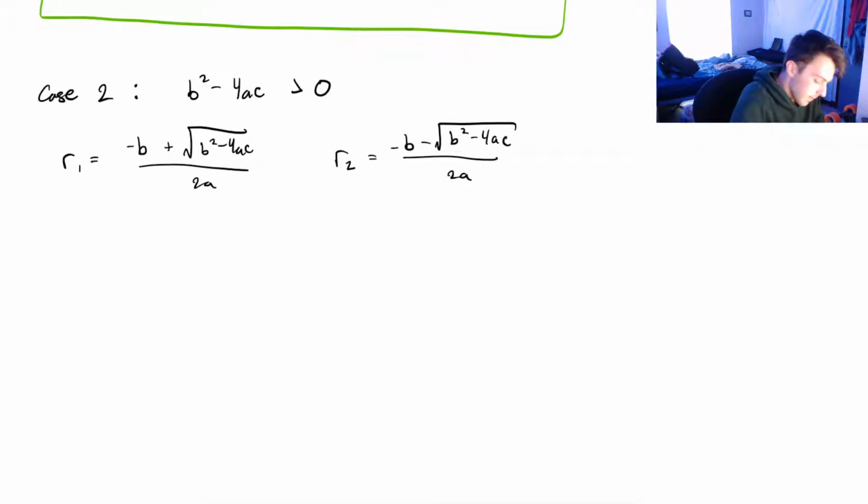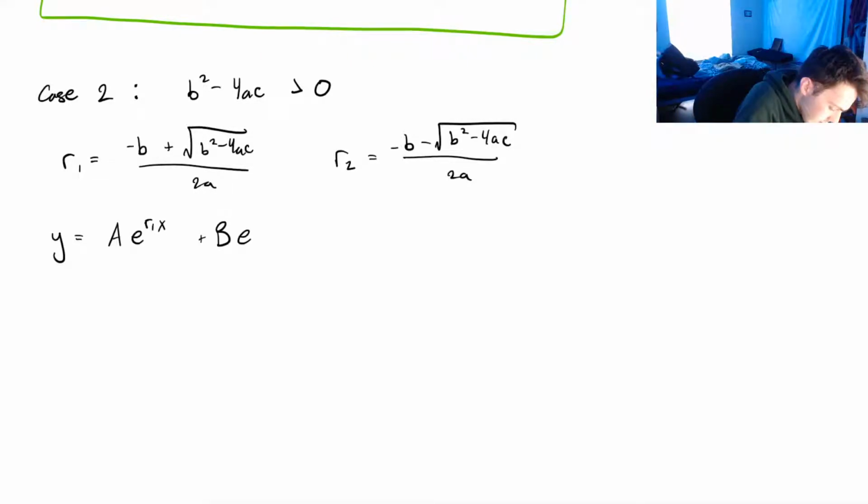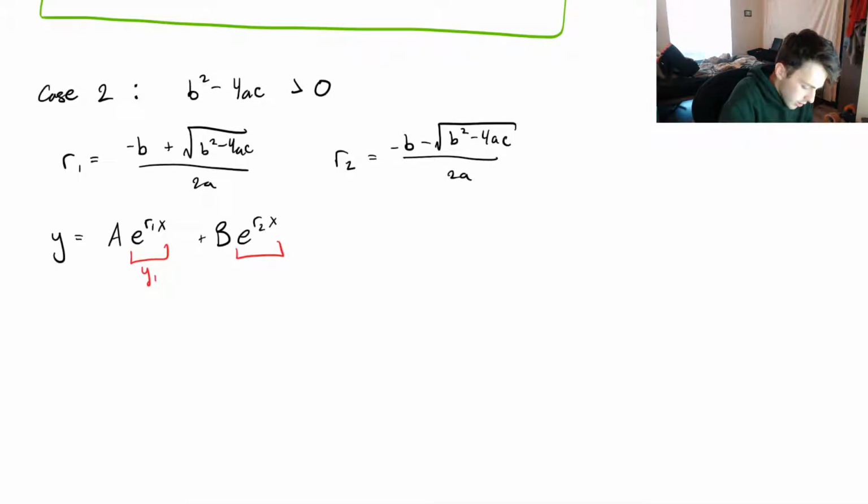So then our solutions, we're going to be taking the linear combination of these linearly independent solutions. So that's going to be a times e to the r1x plus b times e to the r2x. Great, and that's it. This is our general solution, right? This is the first solution that we get, y1. This is our second solution, y2.